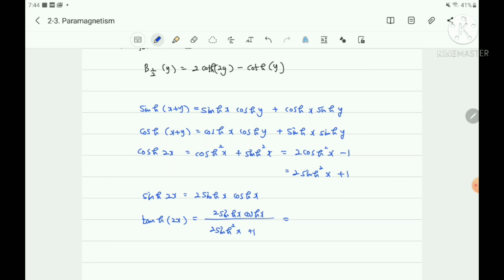When you multiply cosh squared x in the numerator and denominator, it is 1 plus tanh squared x, and the numerator is cosh squared x plus sinh squared x, then 2 tanh x. Yeah, okay.